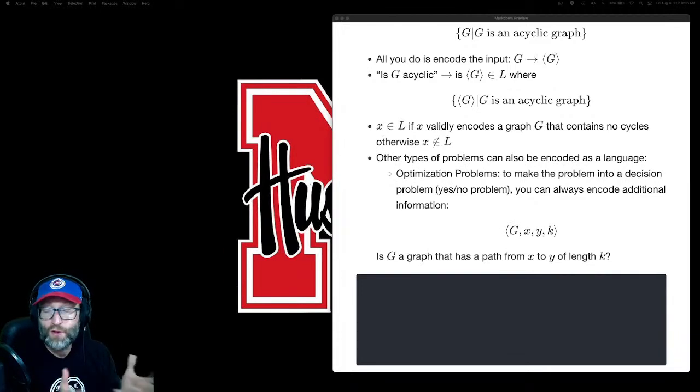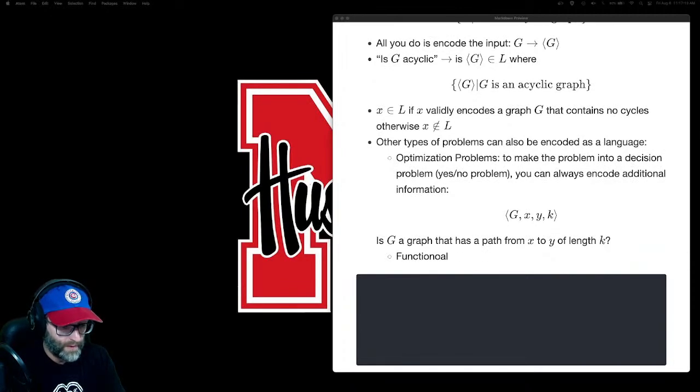Because if I want to find the shortest path, what could I do? I could repeatedly ask this language over and over again: is there a path of length 1? Is there a path of length 2? Is there a path of length 3? And the first time that it answers yes, I can stop and say, okay, the optimization problem has also been solved because I found the shortest path. You could work the other way and find the longest path to solve the Hamiltonian path problem by designing a different language. You can also have functional versions.